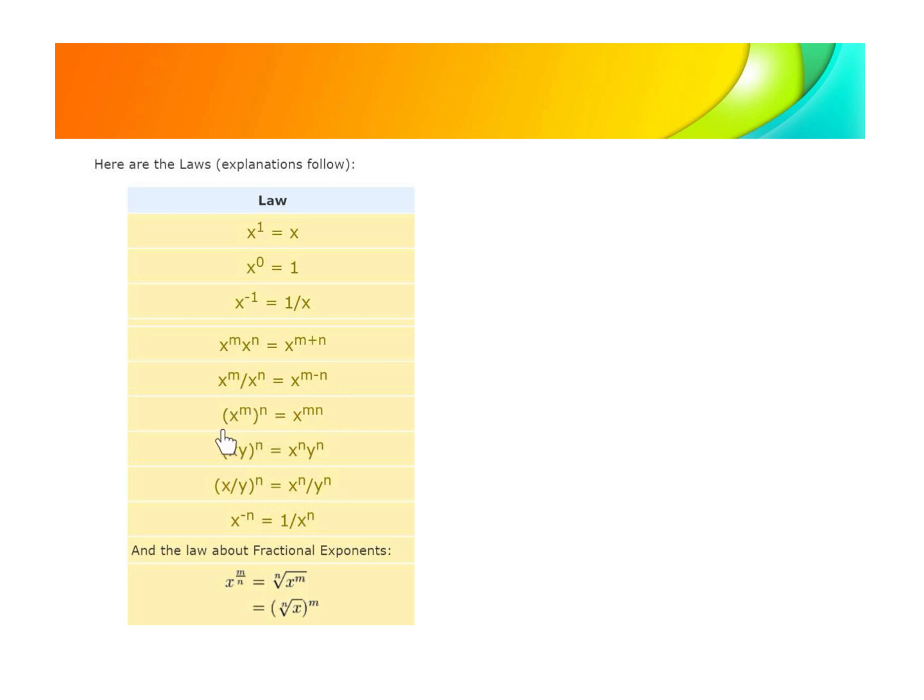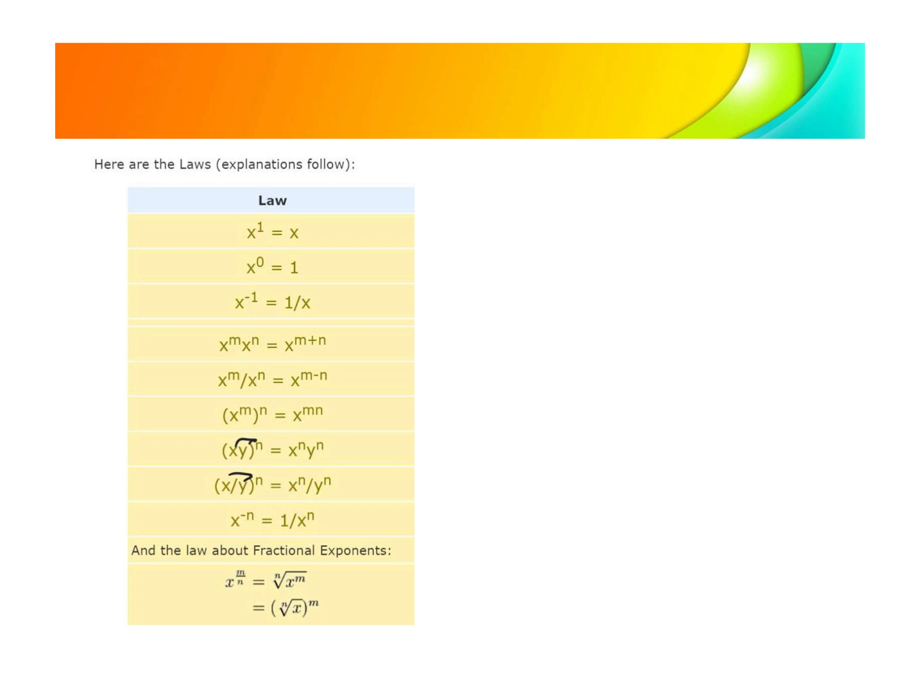If you have two numbers and one exponent, we're going to end up distributing it like this into x to the nth power and y to the nth power. The same thing happens if it's a fraction. We're going to end up distributing the power to both terms in the fraction form. And if you have x to the negative n power, it's going to be 1 over x to the n power, with the power at the bottom. And you have the law about the fraction exponents.